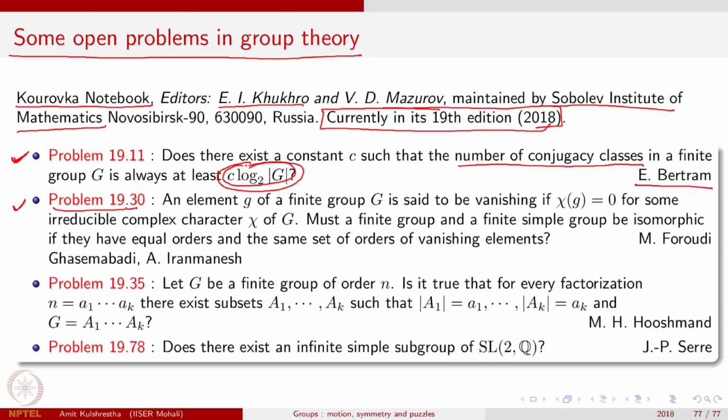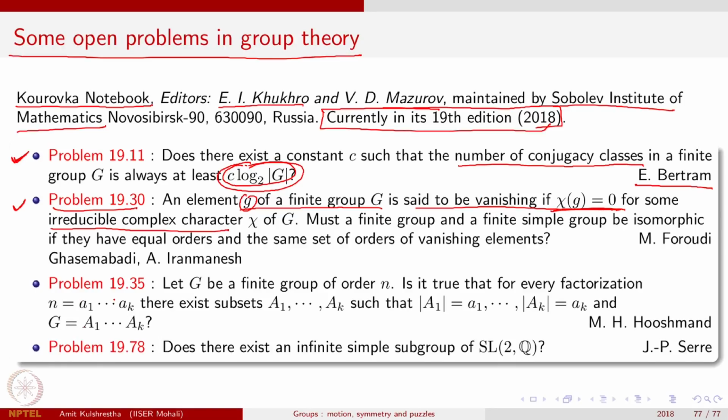Another problem, problem number 19.30, is in terms of complex characters. Remember, in one of the earlier lectures we have seen what complex characters are. An element of a finite group is said to be vanishing if chi of g is 0 for some irreducible complex character. So if on g some irreducible character vanishes, then you call this element vanishing.